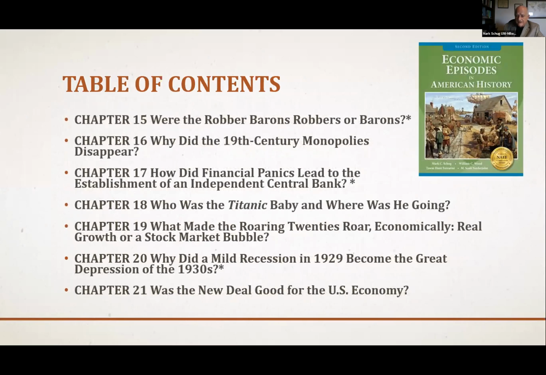Were the robber barons really robbers or barons? And then we end there. The then and now has to do with the current big tech companies. So I think you'll have some fun with that. Why did the 19th century monopolies disappear? It turns out that Teddy Roosevelt, I think, only broke up about four trusts. One of them never even got started. The most famous one was Standard Oil. Well, where did all those other trusts go?